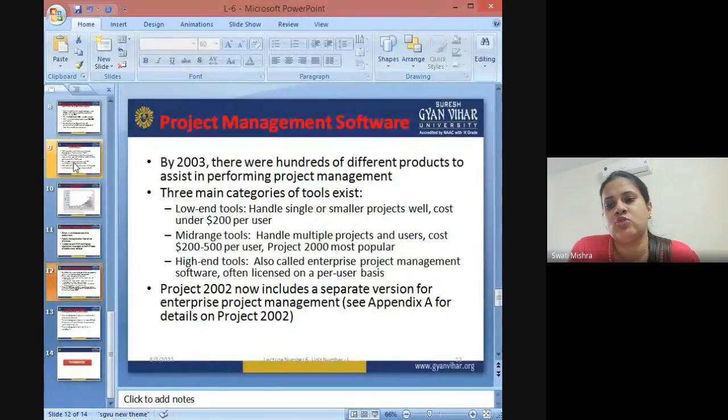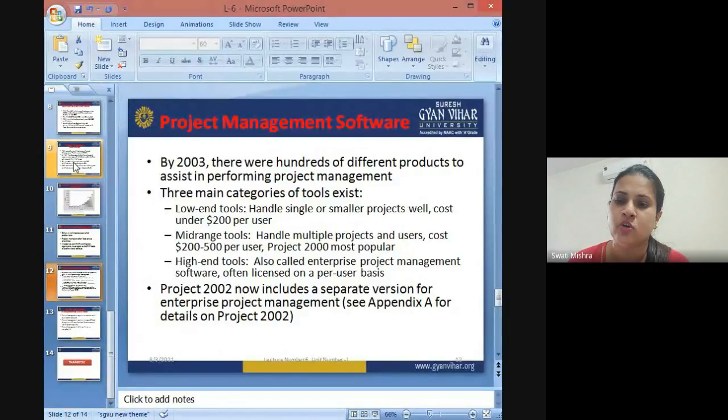So there are multiple project management software products available, and in fact, by 2003, there were already hundreds of different products to assist in performing and managing a project. So there are multiple types of tools that still exist and are being used very heavily for managing every activity and task in the project that is being conducted.